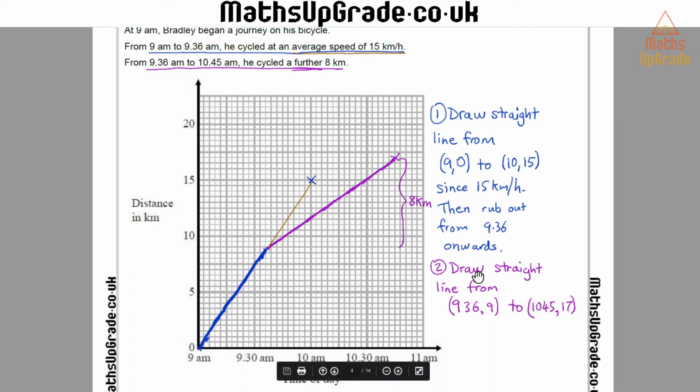The second part of the journey states that from 9:36 till 10:45 he cycled 8 kilometers more. Here you can see from the axis he had cycled 9 kilometers. So another 8 kilometers from there would be up to 17 kilometers, because 9 add 8 is 17. He finished that part of the journey at 10:45, so that line segment would finish at 10:45. That is where you'd put a cross and join a straight line with a ruler from there to there.